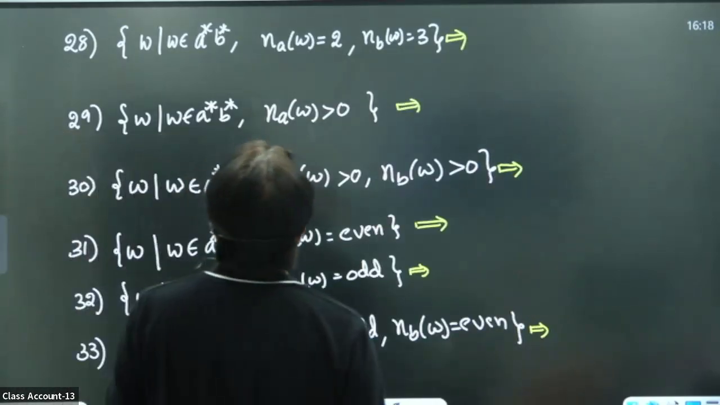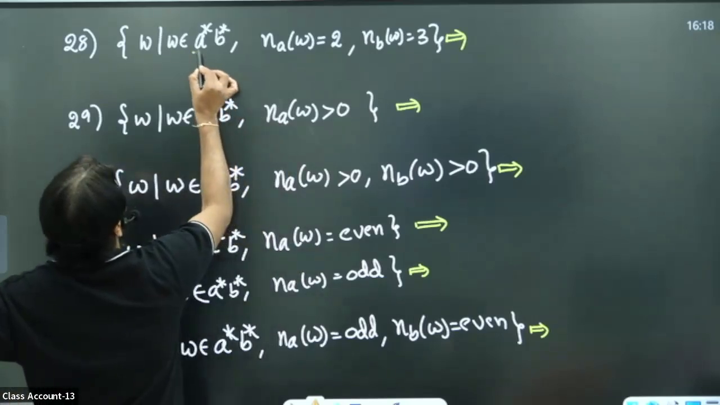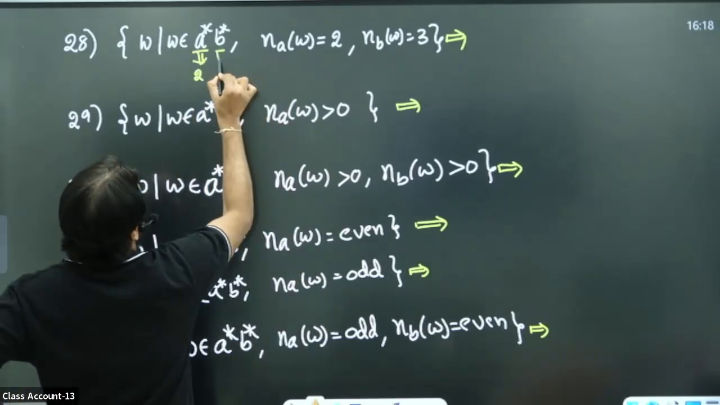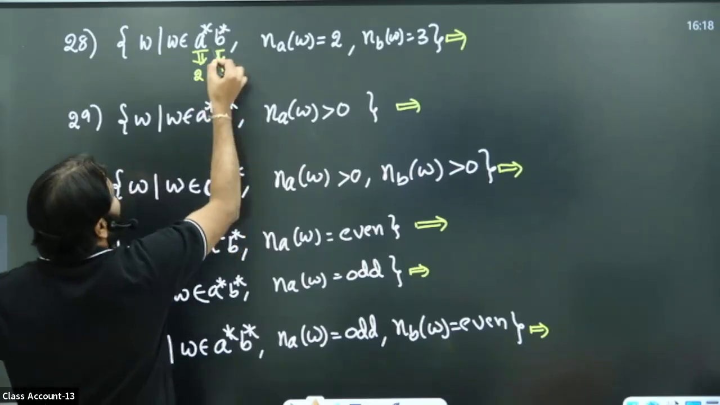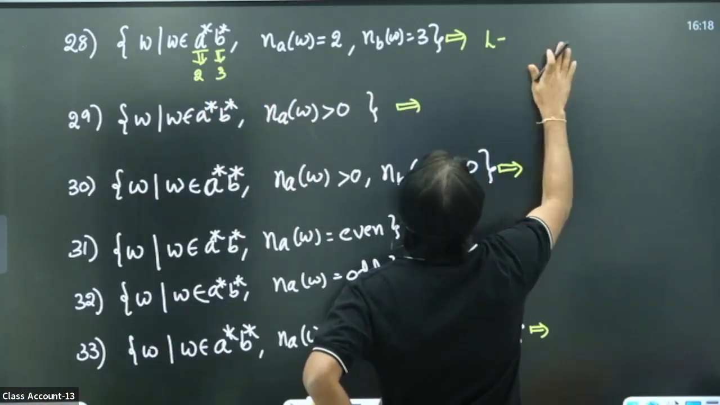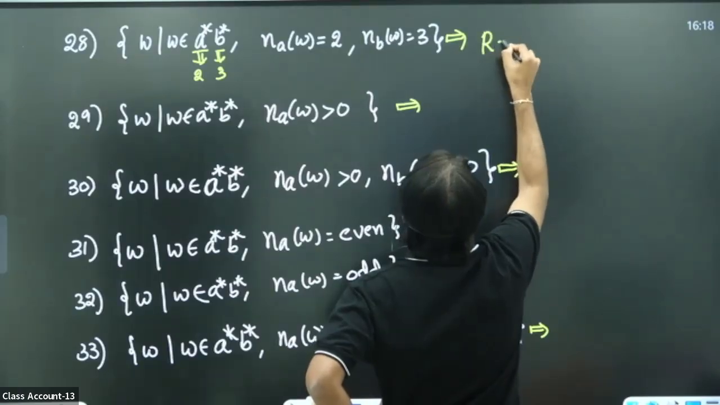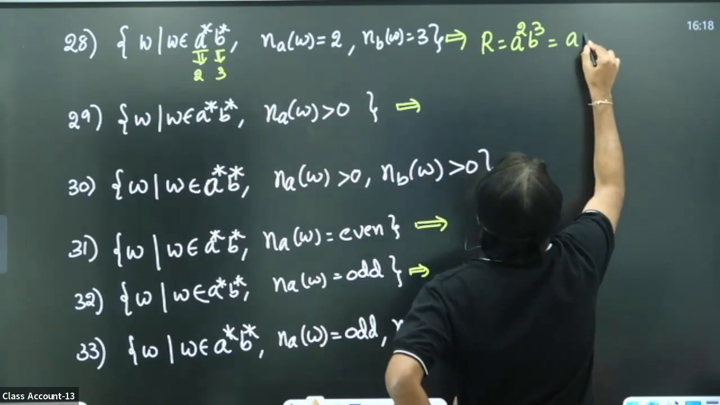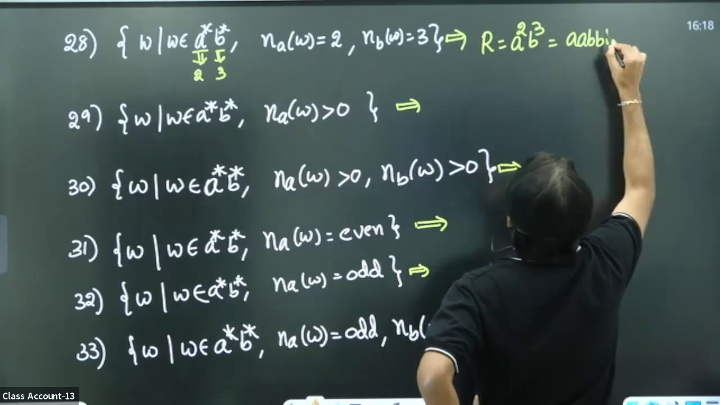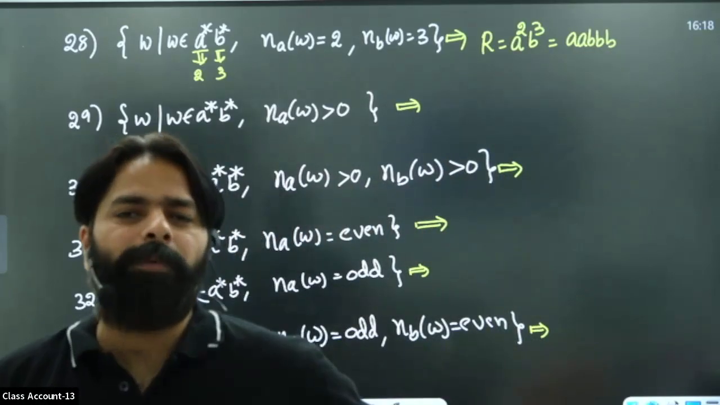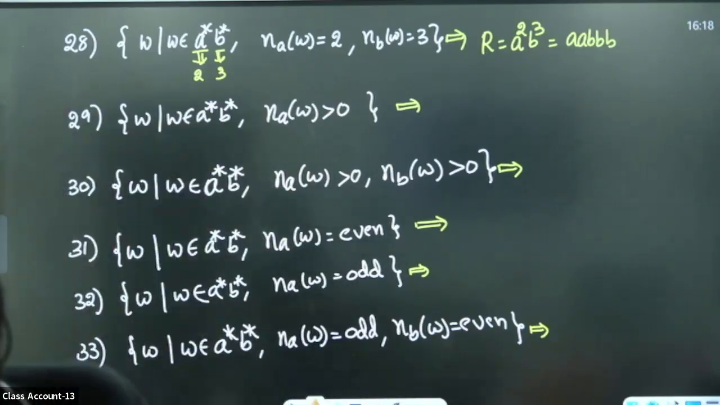Yeah, first one is easy. How many A's? Here, 2 A's only, correct? Here, how many? 3 only. 2 A's, 3 B's. How do you write the regular expression? You can write A square B power 3, or you can write double A triple B. Both are same, right? Only one string is there.